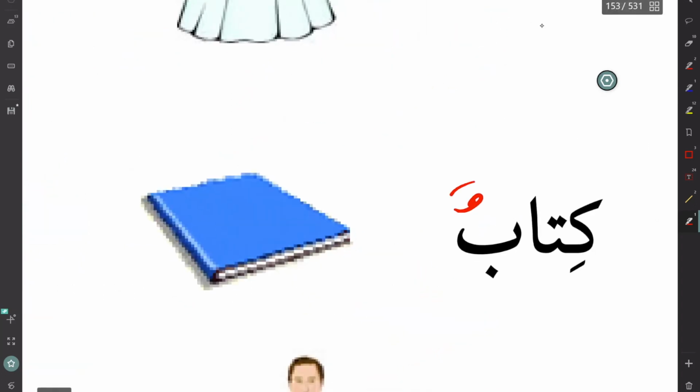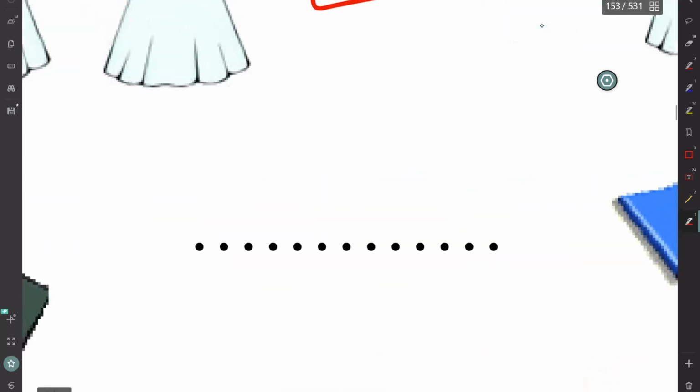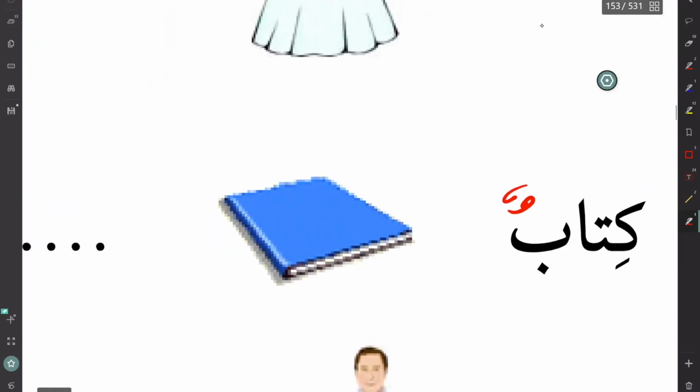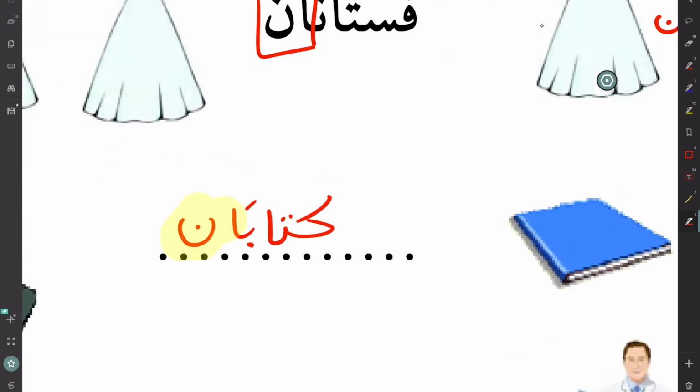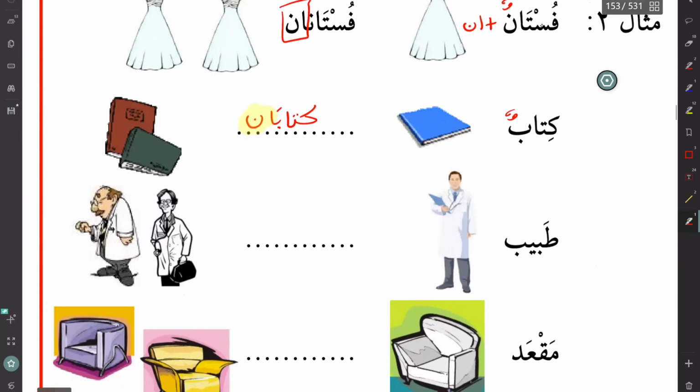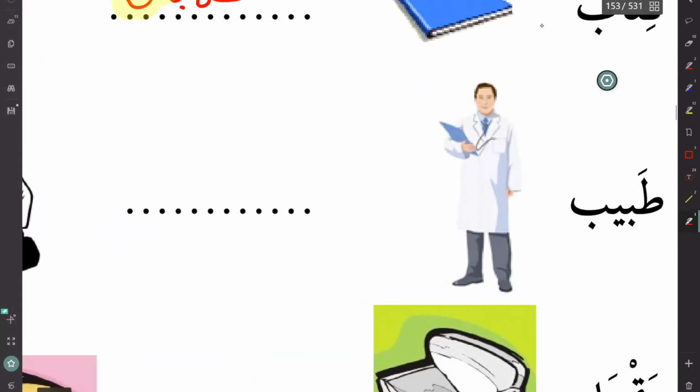Kitabun. How do we say two books? Kitabani. You see what I'm doing? I'm just adding this alif and nun. And what happens with the tanwin? You just remove the tanwin and put fatha. The next one we have is tabibun, which is a doctor, and you say tabibani. Again, alif and nun. You're saying two doctors.